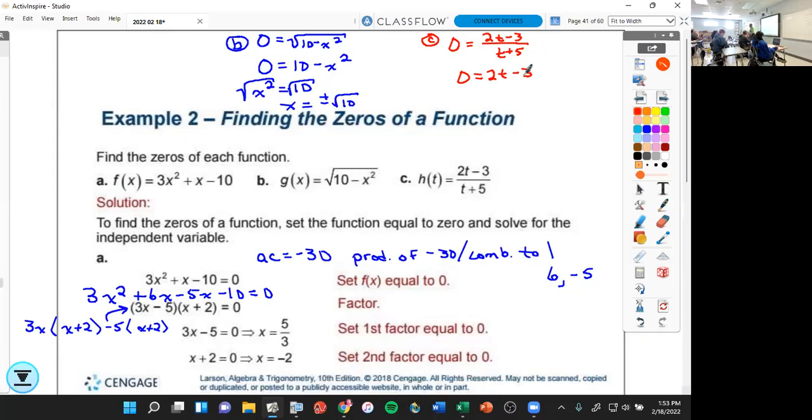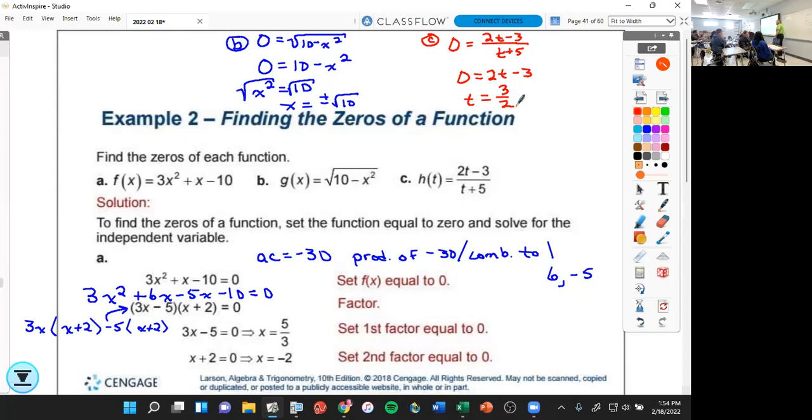So if 0 is equal to 2t minus 3, how do I get t by itself? Add 3 to both sides, and then? So t is 3/2. Okay? And those are the answers. It can't be 0, so I ignored it. Yeah. That's correct. There's only one.